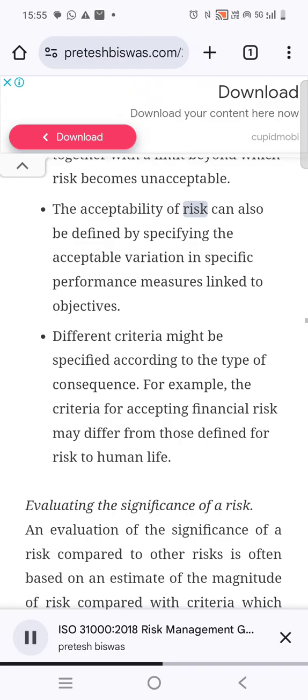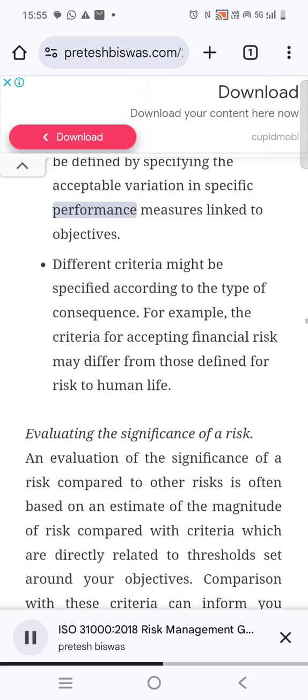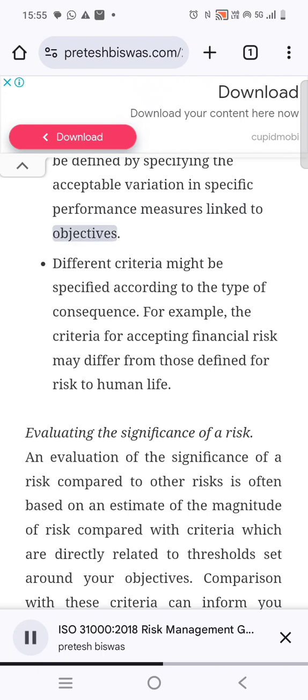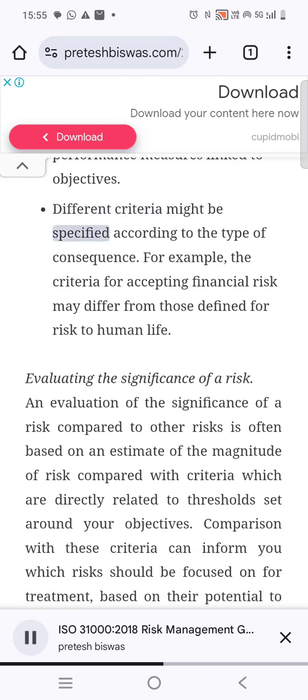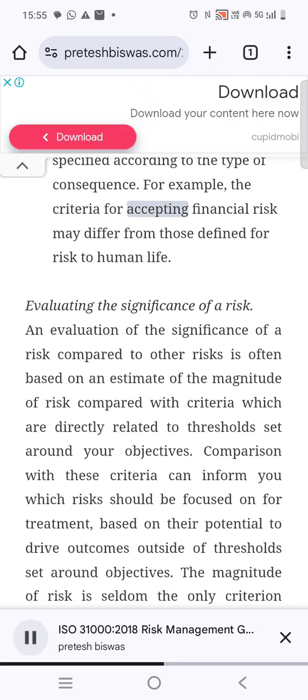The acceptability of risk can also be defined by specifying the acceptable variation in specific performance measures linked to objectives. Different criteria might be specified according to the type of consequence. For example, the criteria for accepting financial risk may differ from those defined for risk to human life.